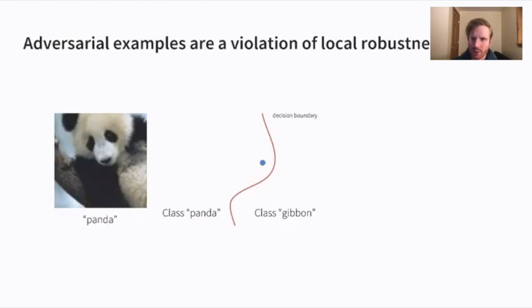The adversarial example from earlier, you may have realized, is an example of a violation of local robustness. If we have a benign input, like this panda here, we can look at the neighborhood around the point and see that it intersects the decision boundary. And that means that we can find an adversarial example like this one here.